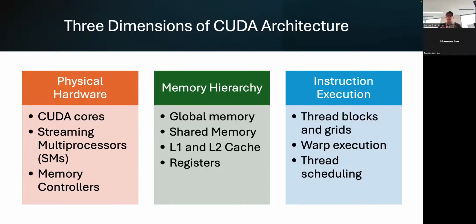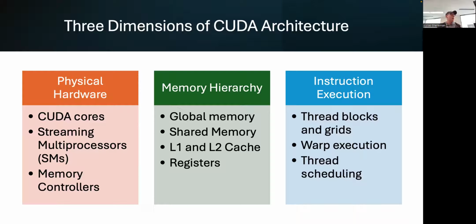So when you're talking about the hardware, there's really three things that you need to look at, right? There's the physical hardware, so how many CUDA cores it has. There are these special parts of a GPU called streaming multiprocessors, or SMs. And then there's memory controllers. We'll talk a lot about the cores and the streaming multiprocessors, but not so much about the memory controllers, although we will talk about the importance of memory. And then there's the memory hierarchy, right? So there's the global memory. The global memory on a GPU is the memory that every core has access to, right?